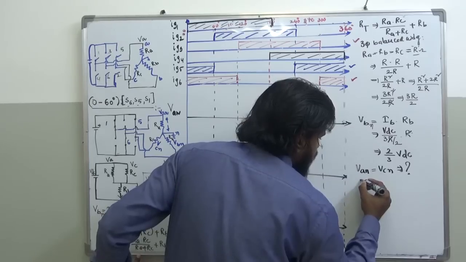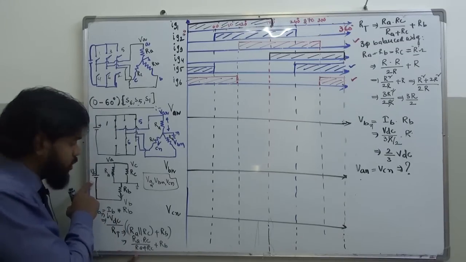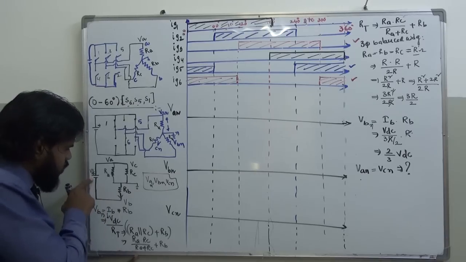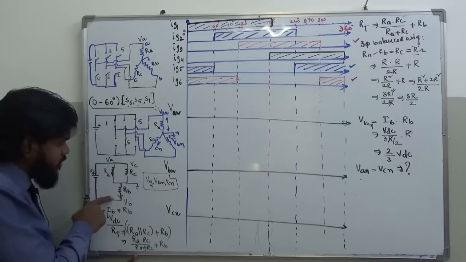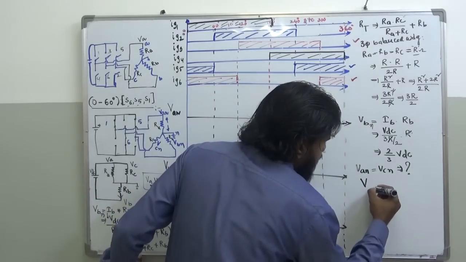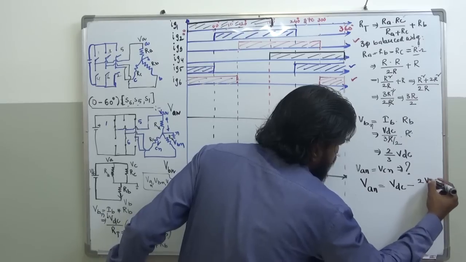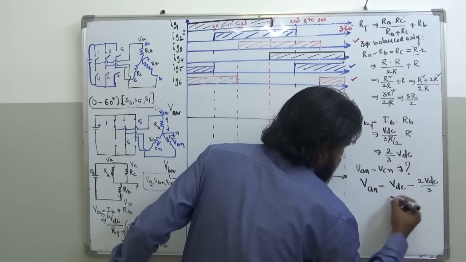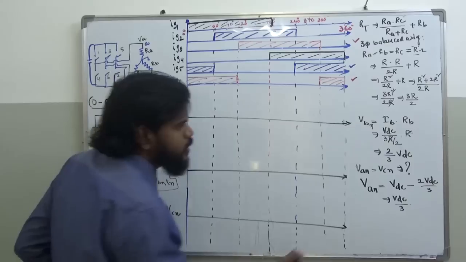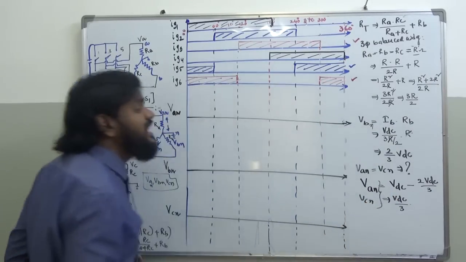If you take a simple Kirchhoff's voltage law, you have VDC here, the total voltage, and VDC is distributed here, right? So VDC, the total voltage, minus this voltage is going to be the voltage across this, right? So VAN or VCN, whatever it is, is VDC minus 2 VDC by 3. So it's going to be VDC by 3. Very good. So finally VAN and VCN are both equal to VDC by 3.